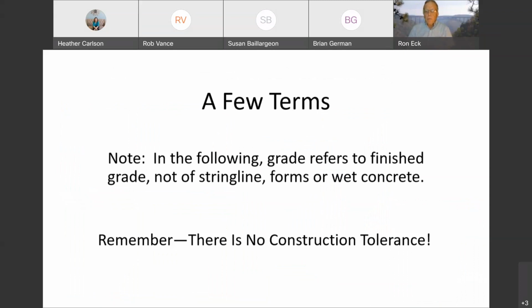Look at a few terms before we get into this. When I talk about grade, it refers to the finished grade, not of the string line or the forms or the wet concrete. And remember, there's no allowance for construction tolerance. We'll talk about that.